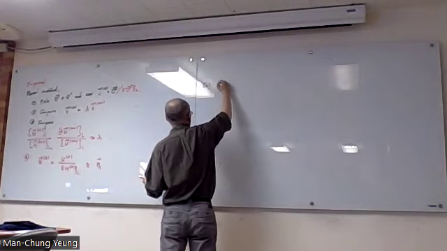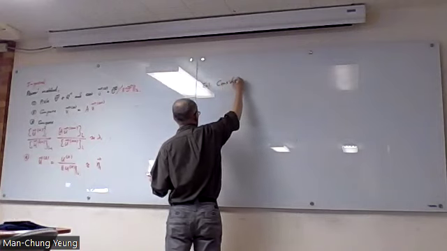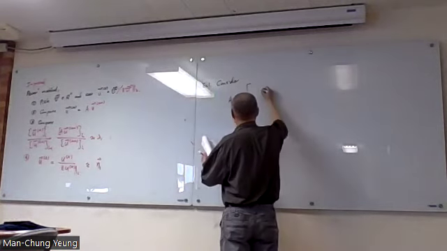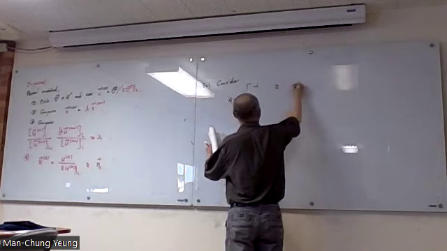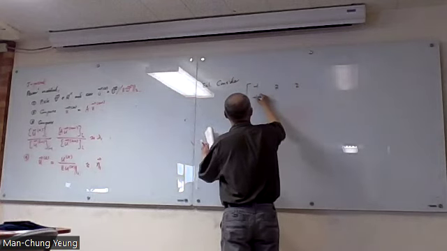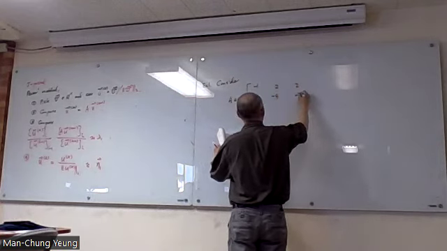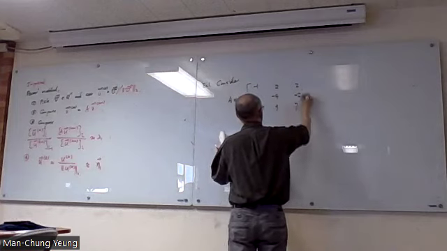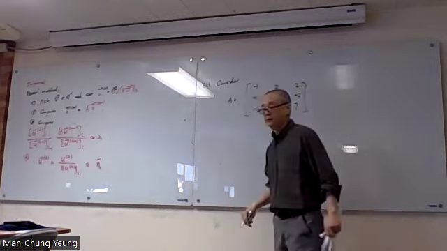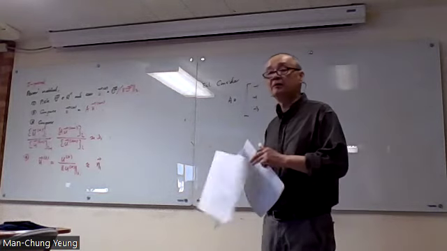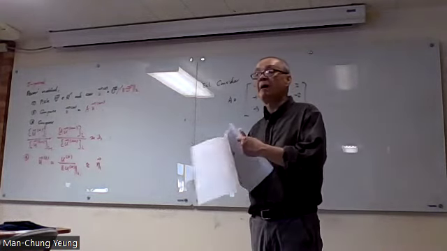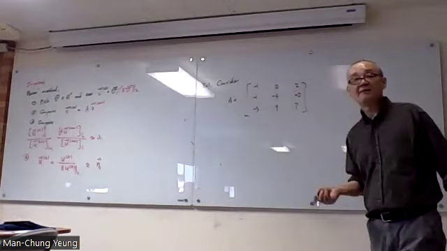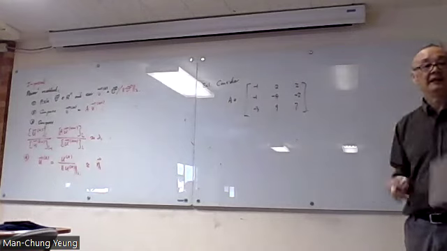Example 1. Consider this matrix. We solved this matrix by the power method in the last class, but we saw that the eigenvectors go up to infinity.